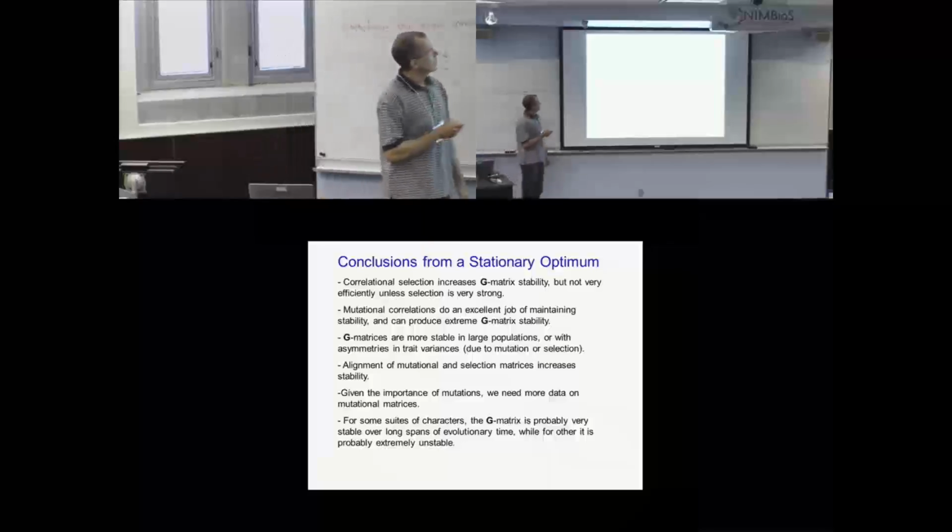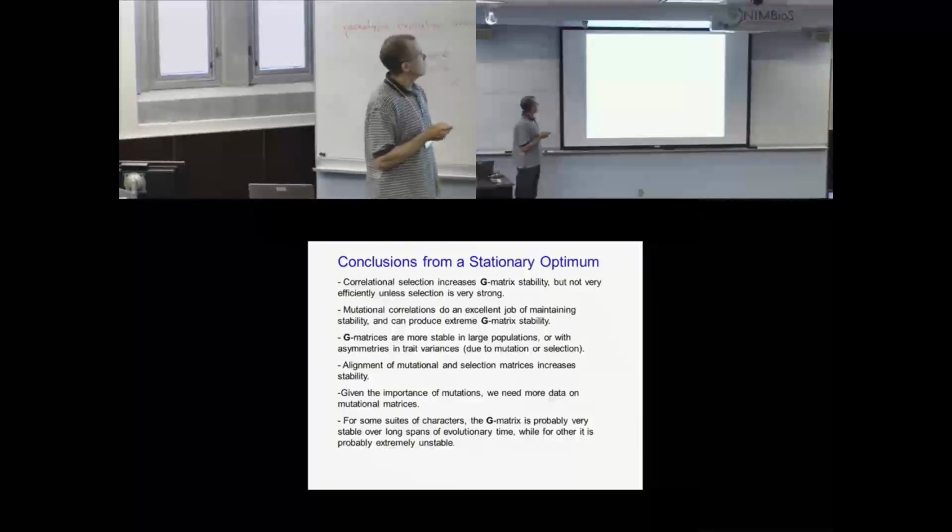All right, so these are the conclusions from this first paper on the stationary optimum. Correlational selection increases G matrix stability, but not very efficiently unless selection is very strong. So it takes very strong correlational selection.